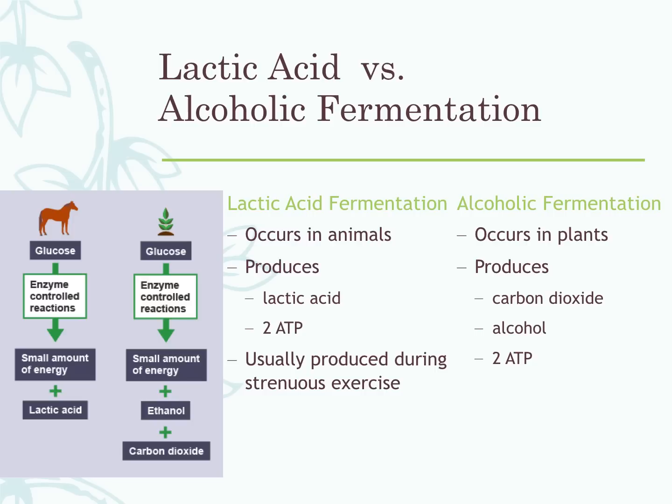So here we'll compare the 2 types of fermentation. On the left, you can see lactic acid fermentation occurs in animals, including humans. It produces lactic acid and a total of 2 ATP molecules. So it's not really efficient to carry out fermentation. It's much more efficient to carry out cellular respiration, but desperate times call for desperate measures, and if oxygen's not available, the cell still needs energy to keep going.